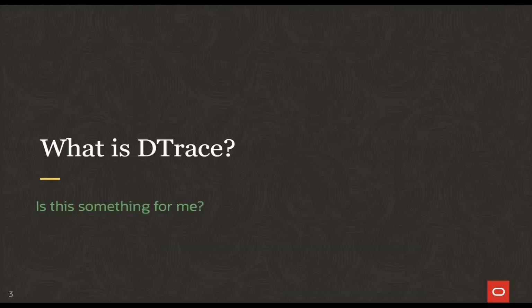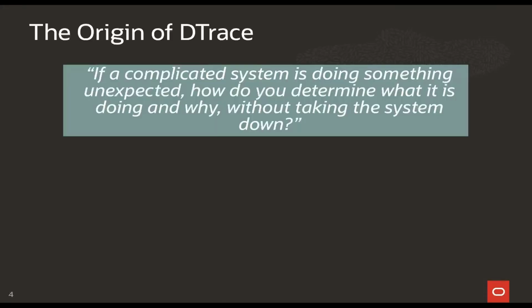What is DTrace? It all started when engineers were running into the following situation. There's a complicated system and something unexpected is happening. For example, all of a sudden the response time becomes very long. The system gets really slow. Well, how do you determine what it is doing and why without any drastic action? You can't take the system down, it's running in production, and you really would like to get more information without anybody else being bothered by that. And that led to the development of DTrace.